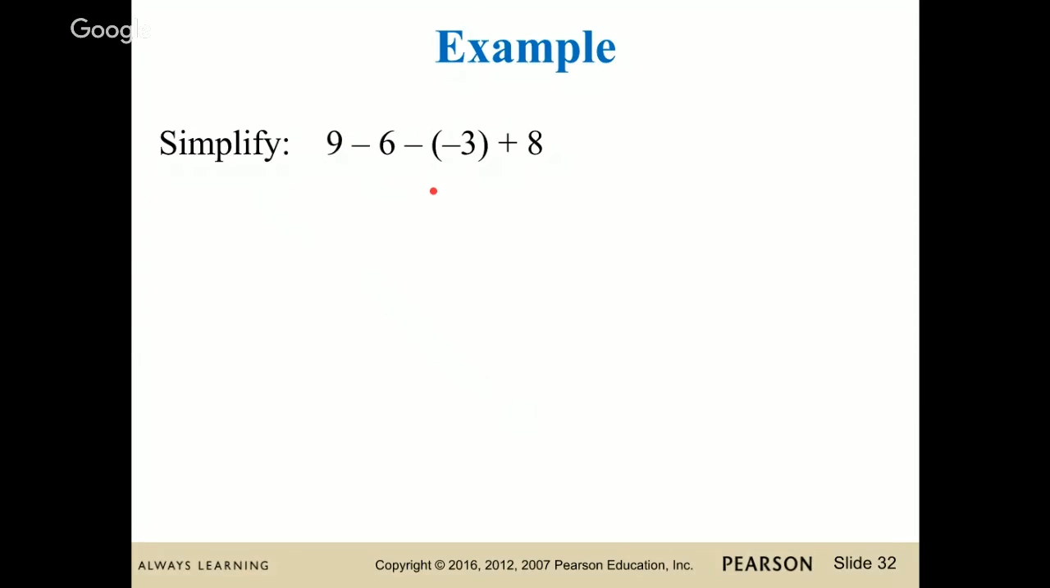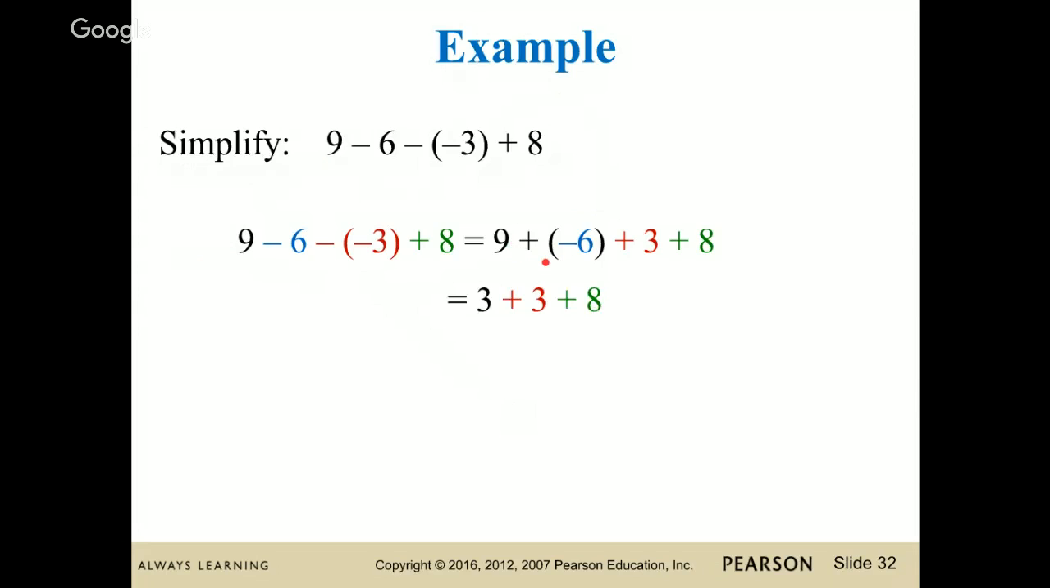All right, 9 minus 6 minus a negative 3 plus 8. Give you all kinds of fun colors for this. 9 minus 6 is going to be a positive 3 plus 8. So 3 plus 3 plus 8, so that's going to be 6 plus 8. 6 plus 8 is 14.